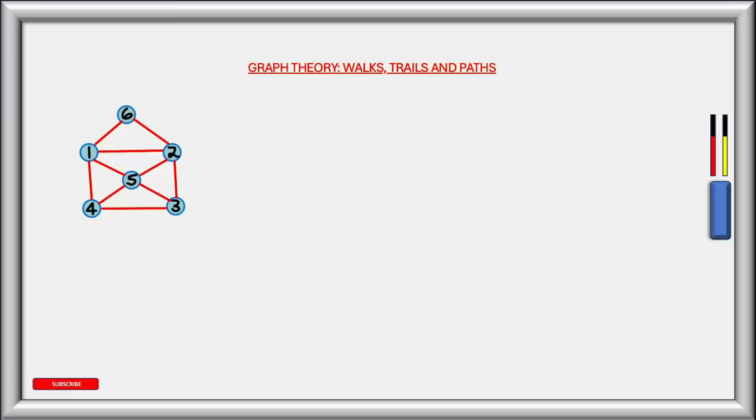In this next challenge, we have 6 vertices and 10 edges. And the question is, what's the maximum number of unique edges you can travel in a single trail? And if you think you know the answer, leave a comment in the comment section below.